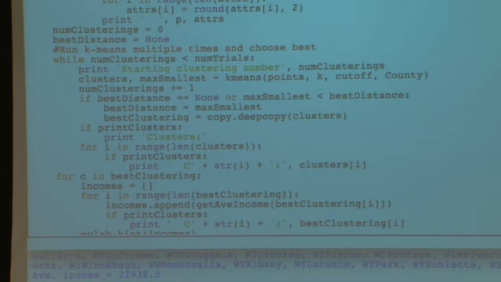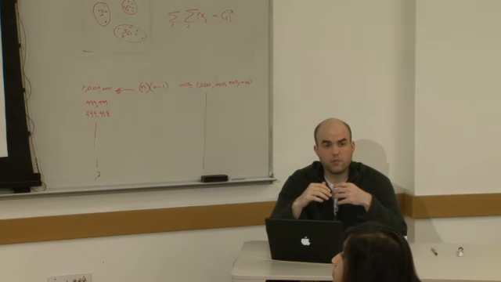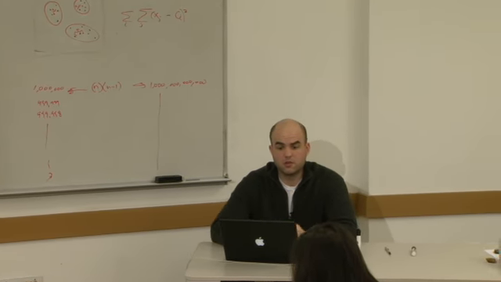What this function test is going to do is take a k, a cutoff, and a number of trials. Remember we said that because k-means is non-deterministic, we're going to want to run it a number of times, because maybe we get a bad initial set of points for our centroids or for our clusters, and that gives us a bad clustering. So we're going to run it a number of times and try and prevent that from happening.